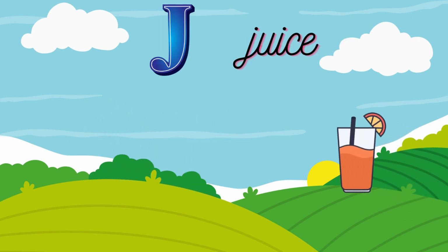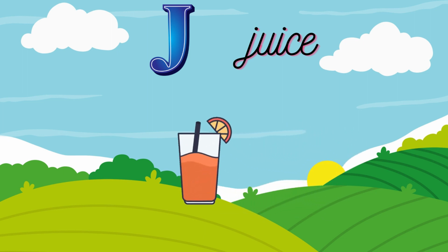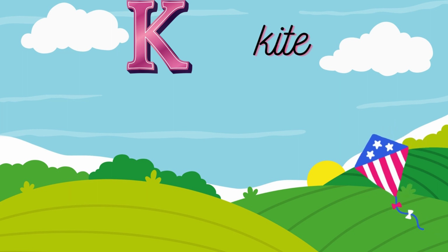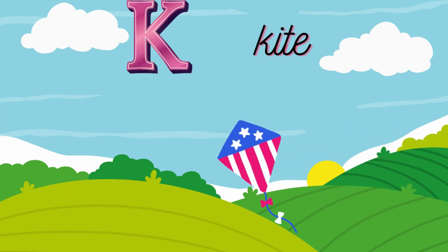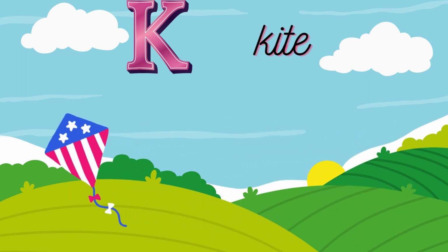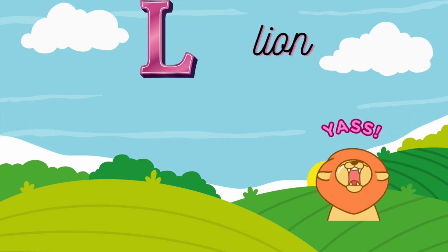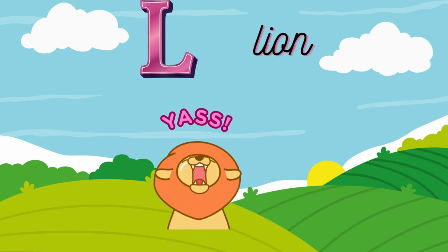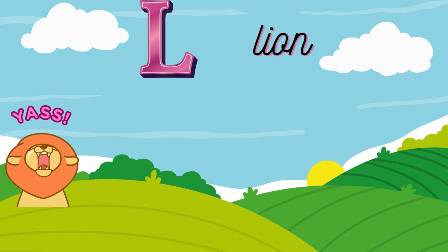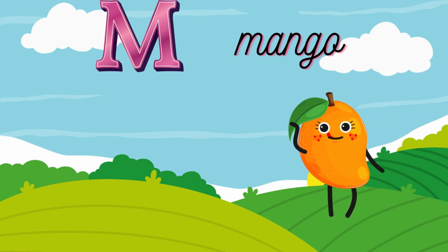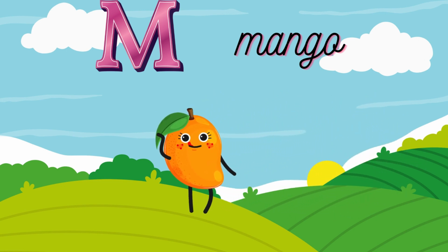J is for juice. K is for kite. L is for lion. M is for mango.